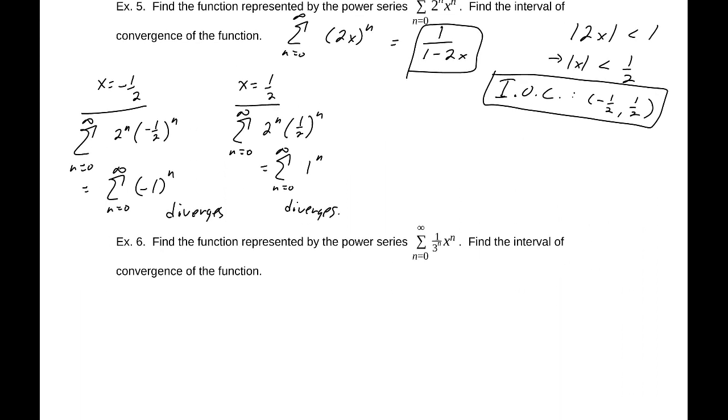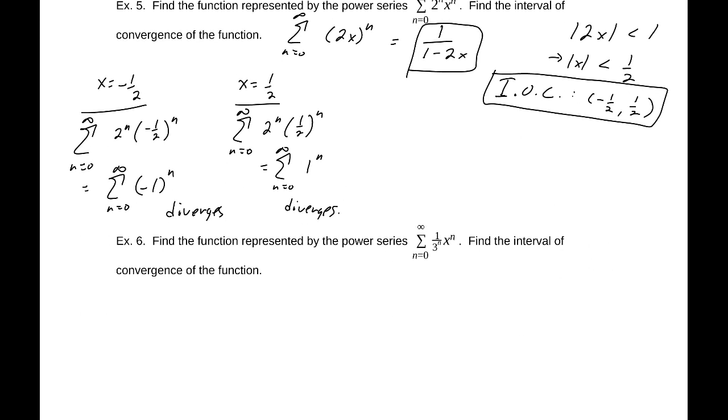Number 6, find the function represented by this power series, the sum of 1 over 3 to the n times x to the n, and find the interval of convergence. Alright, well, based on our geometric ideas here, we can write this as the sum from 0 to infinity of x over 3 to the n. And this is valid as long as the absolute value of x over 3 is less than 1, which would mean the absolute value of x is less than 3. So there we have our power series.